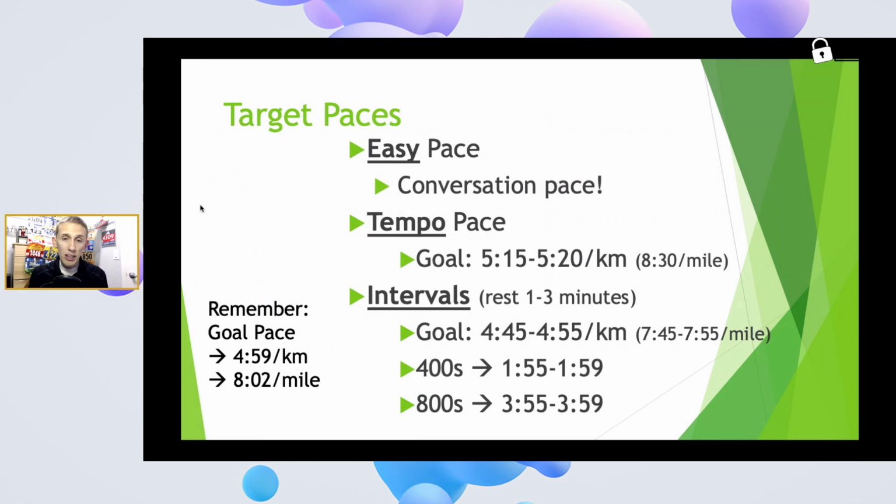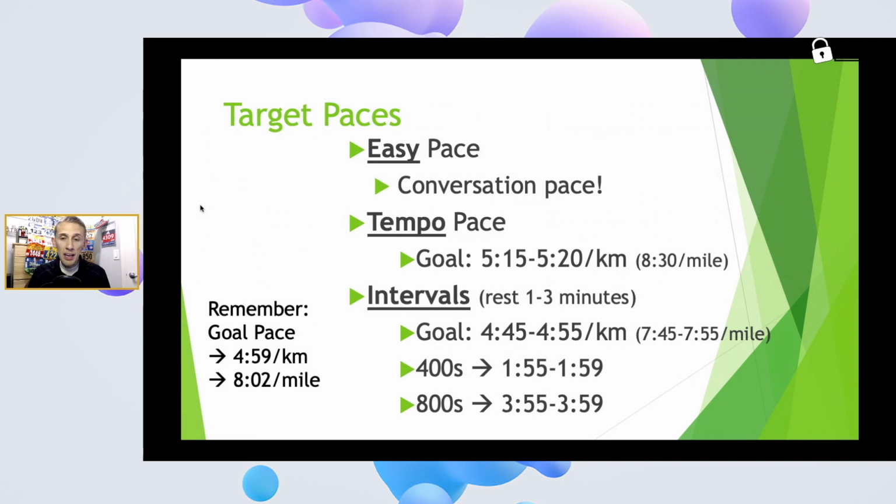So intervals. Now intervals are a little bit faster than tempo pace. Intervals are segments of hard running with rest in between, hence intervals. So ideally in your intervals you want to have between 1 to 3 minutes of rest. For me personally, I like active recovery, meaning when I do one interval, I'll have 1 to 3 minutes of light jogging around or moving. I don't like to stand still after my intervals. Now, some coaches may say you have to keep moving. Other coaches may say, no, you can just kind of stand around. For me, I like to move around. That's up to you, what you want to do.